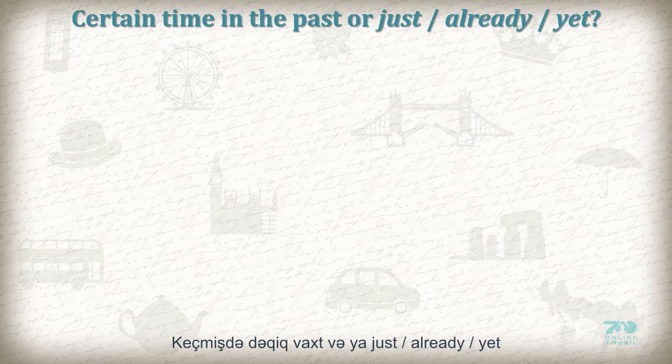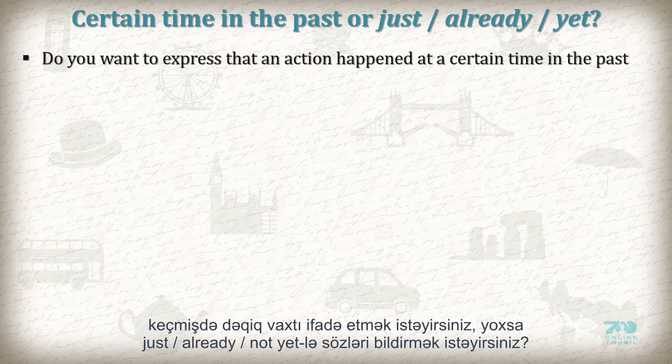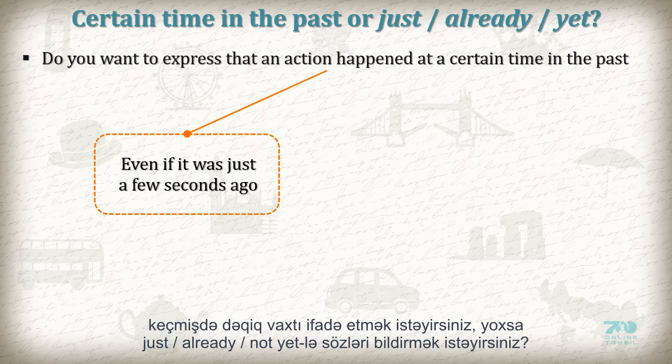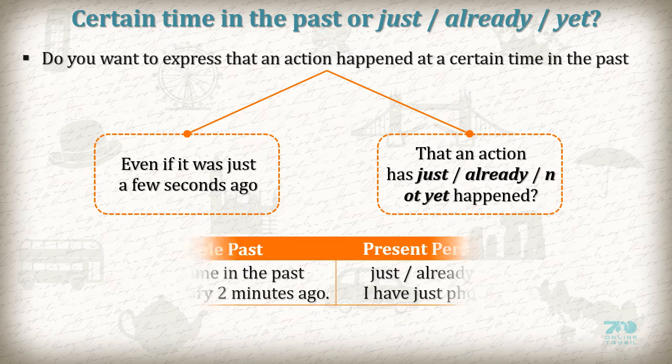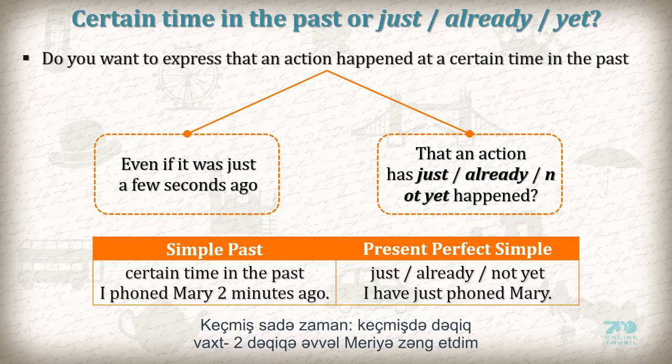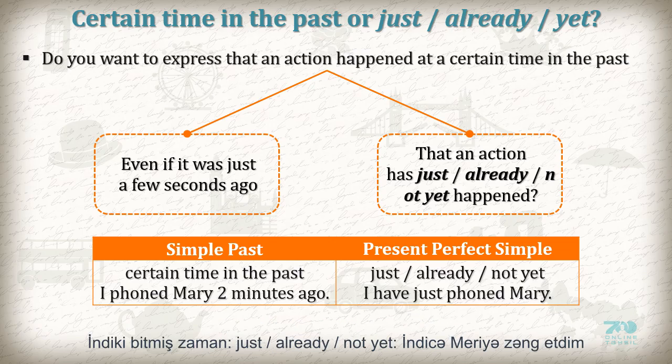Certain time in the past, or just, already, yet. Do you want to express that an action happened at a certain time in the past, even if it was just a few seconds ago, or that an action has just, already, or not yet happened? Simple past: certain time in the past. Example: I phoned Mary 2 minutes ago. Present perfect simple: just, already, not yet. Example: I have just phoned Mary.